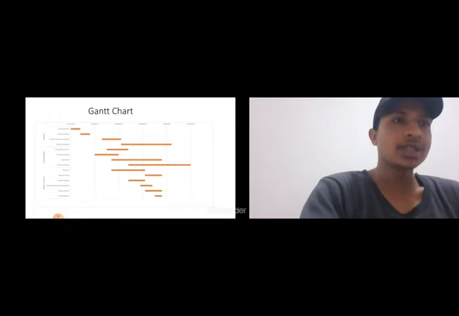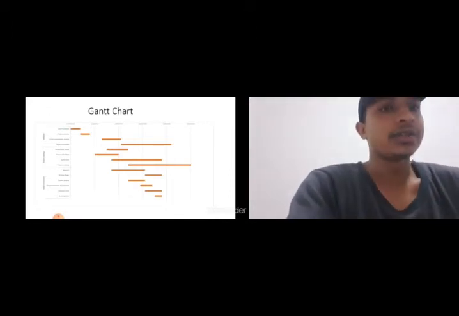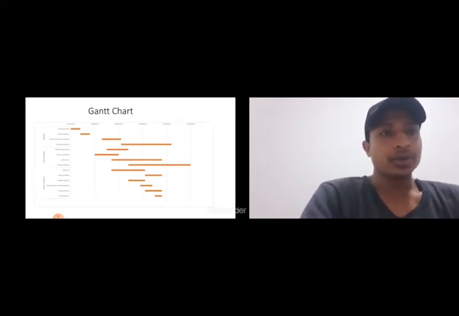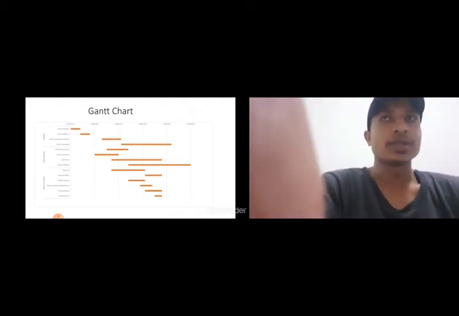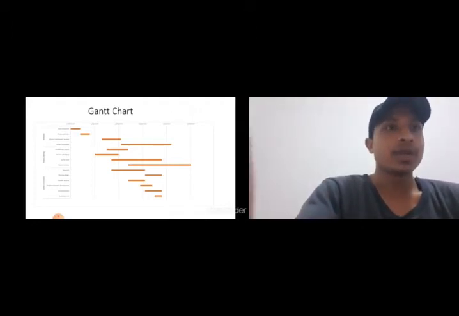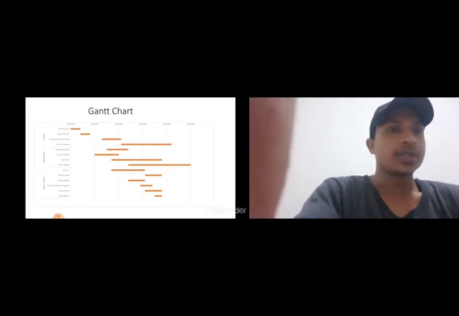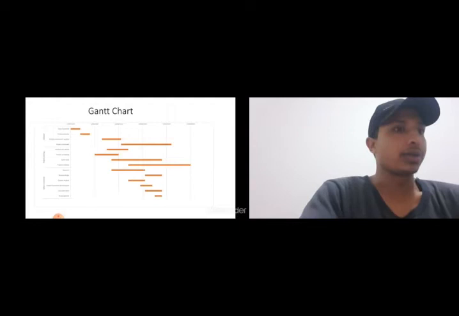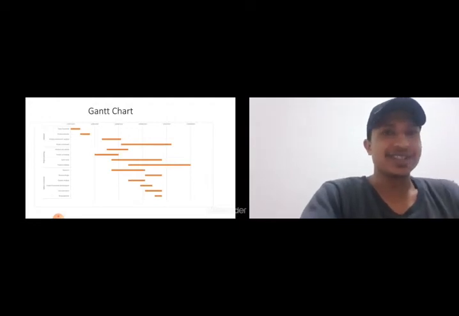And this is also the Gantt chart, but it is shown in figures how much time each task requires. Suppose the team formation was done in one day, so the team formation line is a small one, and the project storyboard took around 1 week, so the line is a bit long.